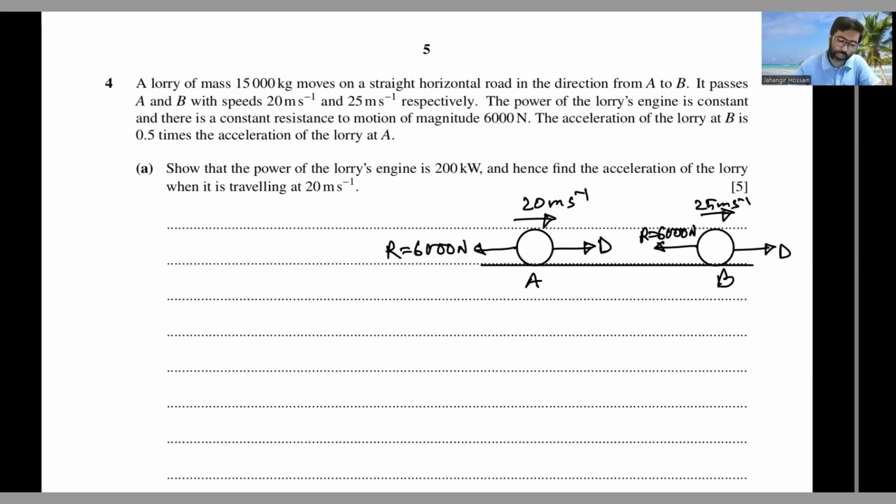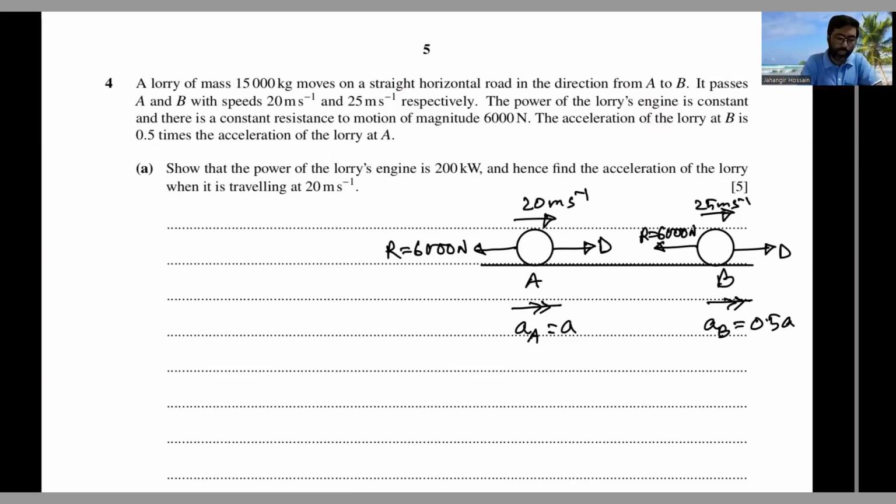Now, the acceleration at A and the acceleration at B. The acceleration of the lorry at B is 0.5 times that at A. So if the acceleration at A is, let's say, a, then the acceleration at B is half a, 0.5a. So these are two results. Now we need to find the value of P and the acceleration at A.